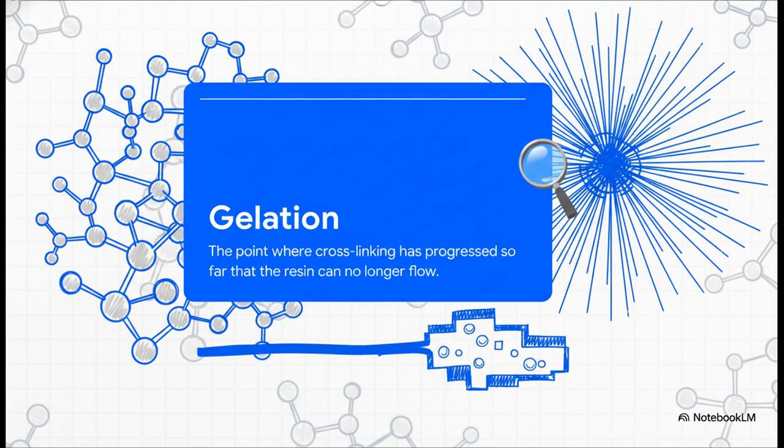Then we hit gelation. This is our first huge transformation. Enough of those molecular crosslinks have formed that the material suddenly, and I mean suddenly, loses its ability to flow. Now, it's not a solid yet, not by a long shot, but it is definitely not a liquid anymore. It's a gel. And there's no going back.